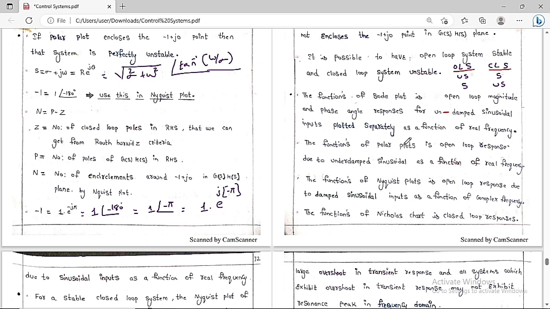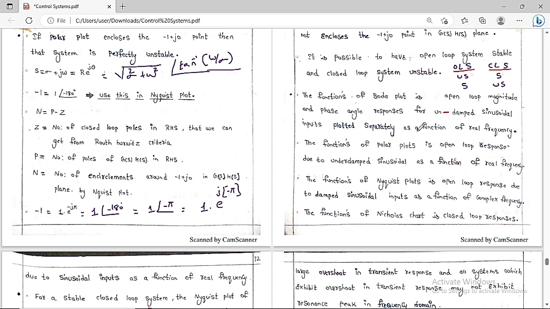So sigma is equal to 0, only omega is varying. Therefore we can say that is a real frequency. Whereas in the Nyquist plot we are going to use the complex frequency, because s is equal to sigma plus j omega. Sigma is not equal to 0, omega is also not equal to 0. Because of this reason we say it is a complex frequency.